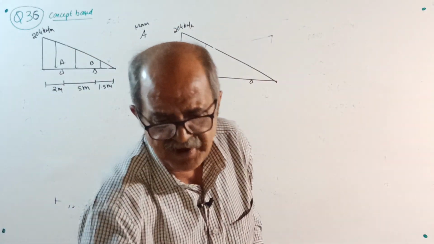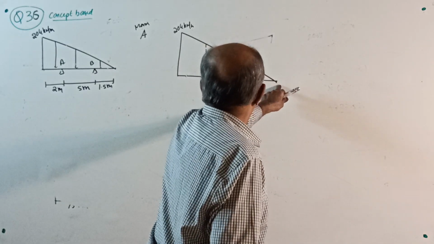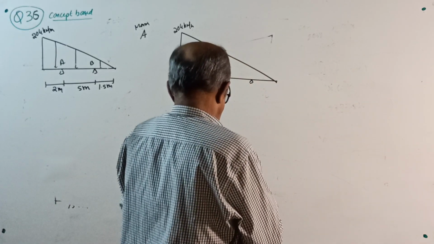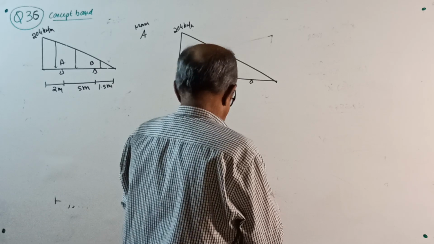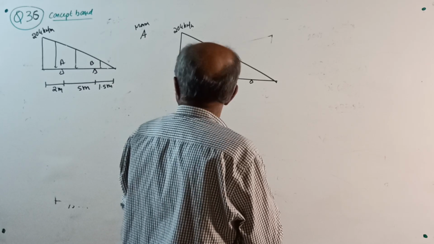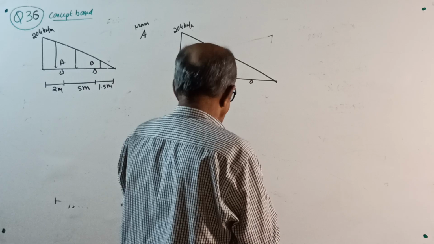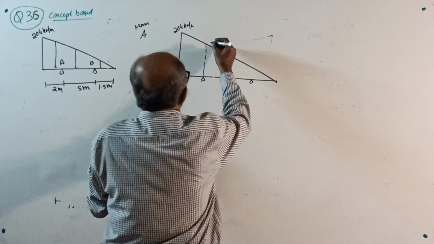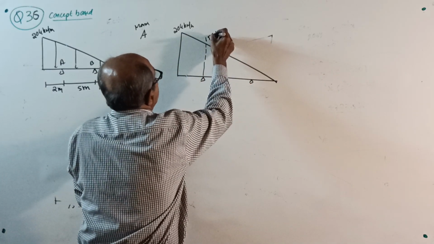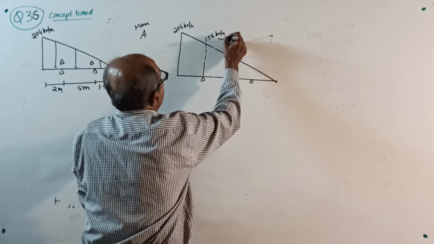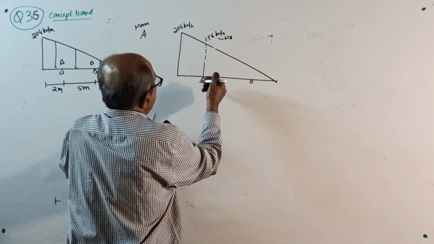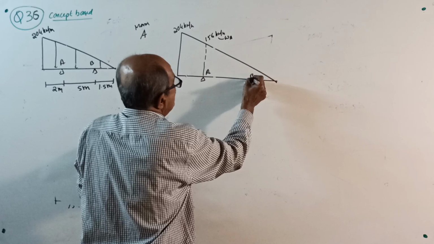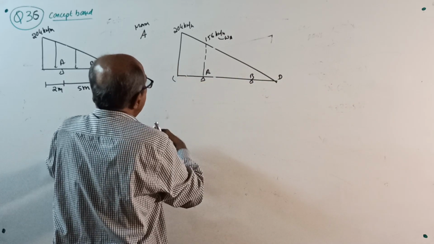I cannot give the answer every time. Similar triangles, stand here. 204 minus 204 divided by 8.5 into 6.5. It will come 156 kilonewton per meter. That is your intensity at A. Then this is A, this is B, this is D, this is C.